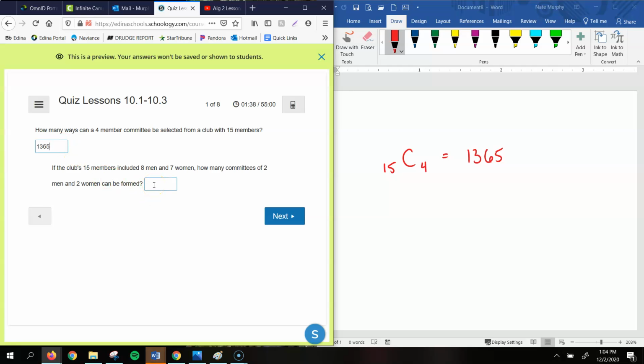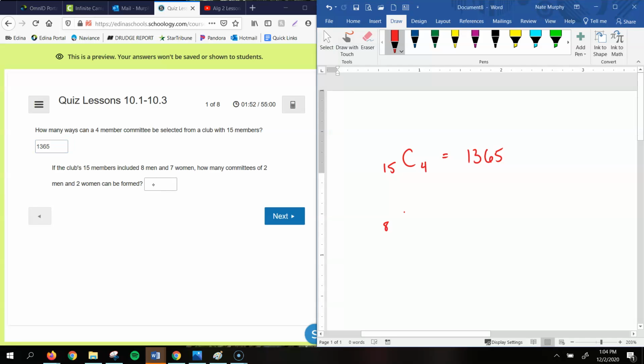It says if the club's 15 members include 8 men and 7 women, how many committees of 2 men and 2 women can be formed? All right, so we're going to take that 15 and break that up. We're going to have 8 men, and out of those 8 men, we're going to select 2 of them. And then there's 7 women, and out of those 7 women, we're going to select 2 women.